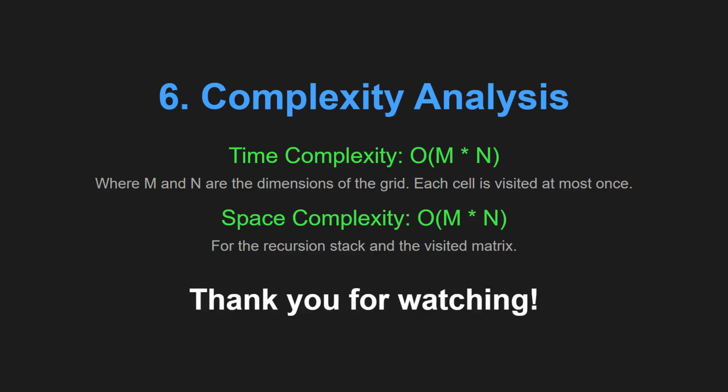Finally, let's review the complexity analysis. The time complexity is O of m times n, where m and n are the dimensions of the grid. This is because every cell is visited at most once during the DFS traversal. The space complexity is also O of m times n, due to the recursion stack and the visited matrix.